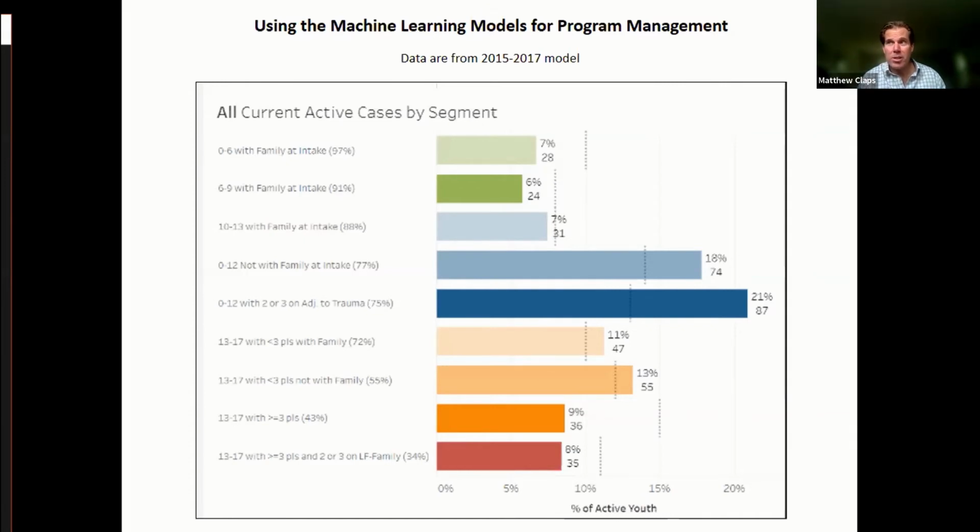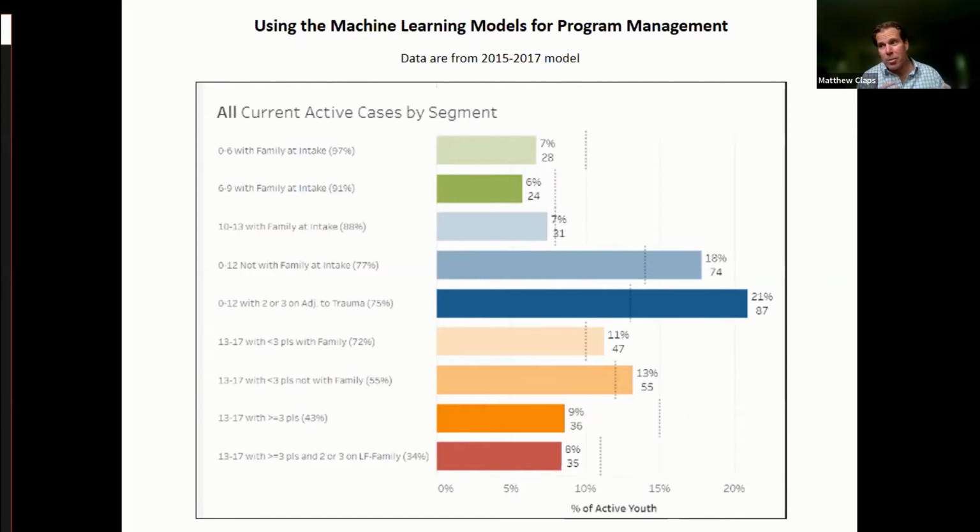But just to break this down, at the very top of this, you'll see youth who were 0 to 6 years of age, who were placed with family at the time that they entered into our care. Well, not surprisingly, 97% of those youth exited to legal permanency. But if you go to the very bottom of the graph, you'll see youth who were 13 to 17 years of age with 3 or more placements and who had identified needs or CANS scores of either 2 or 3 on the life functioning domain. Their exit to permanency rate was 34%.